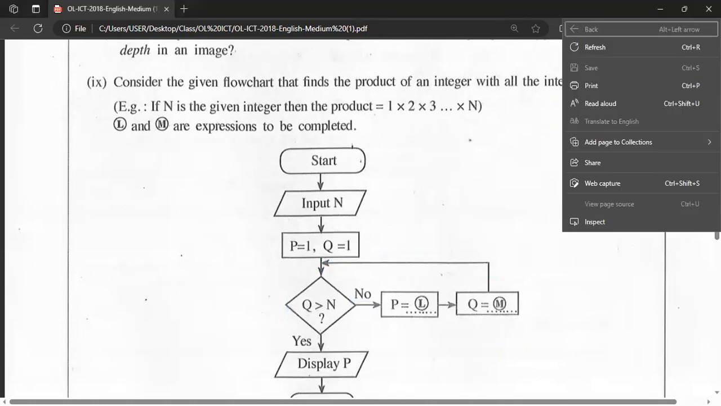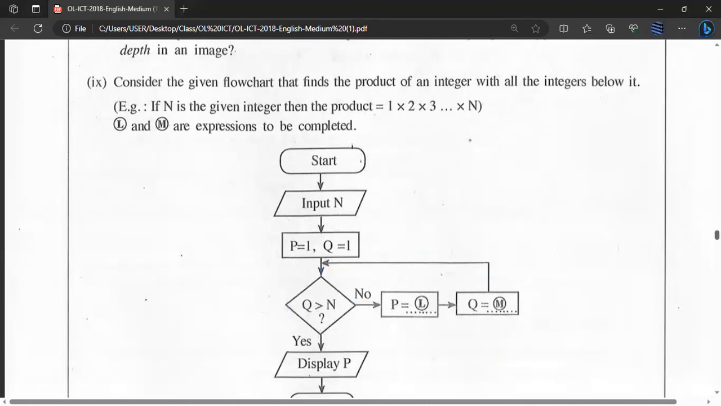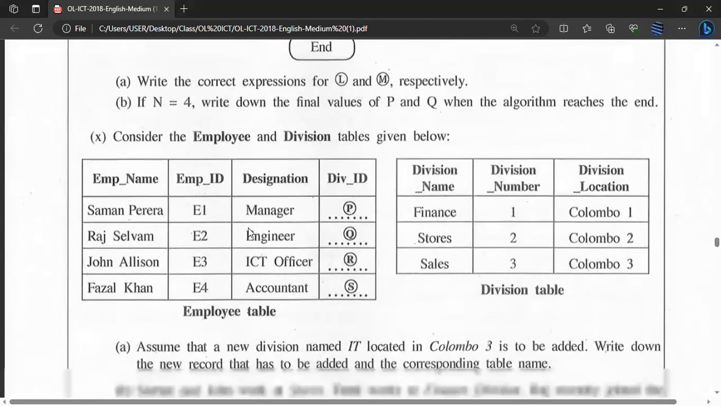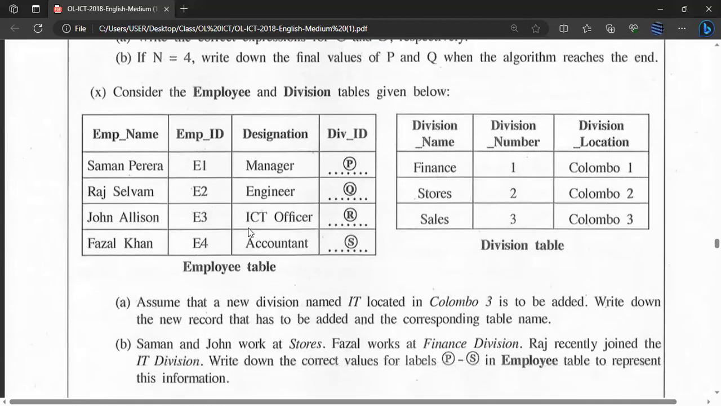Then the next question they are asking. So finally, this will be ended. Consider the employee and division tables given below. So we have two tables, the employee table and the division table. Assume that a new division named IT located in Colombo 3 is to be added. A new division, guys. Before this, this division is not there. Write down the new record that has to be added and the corresponding table name.